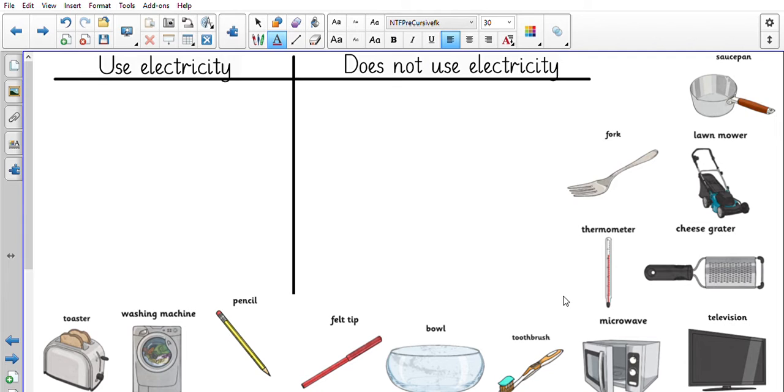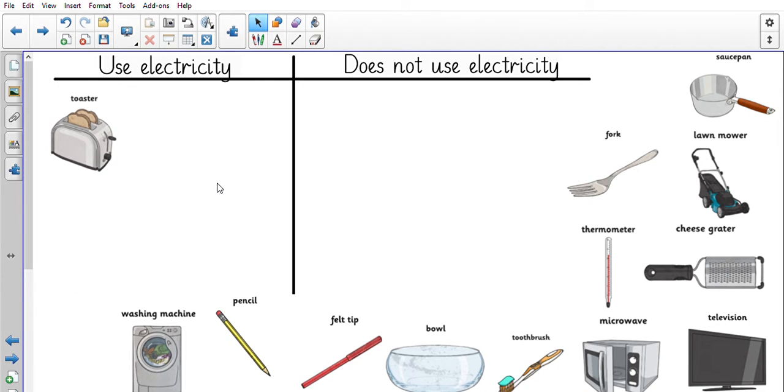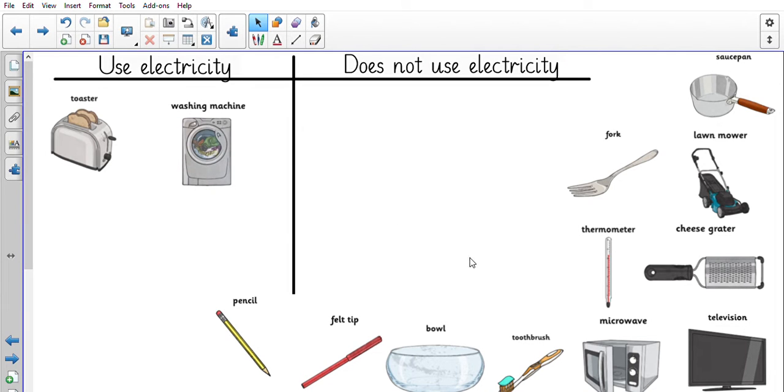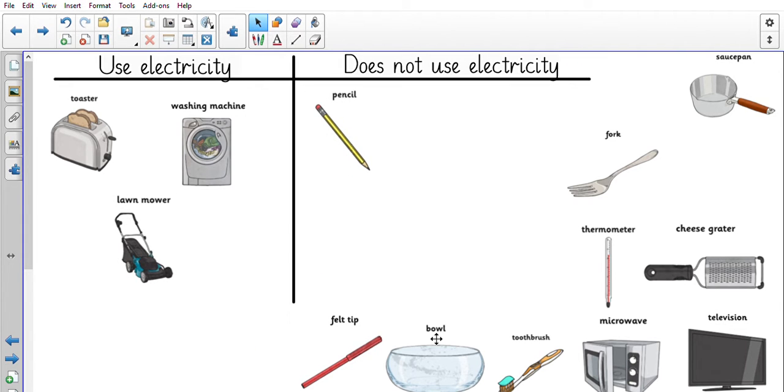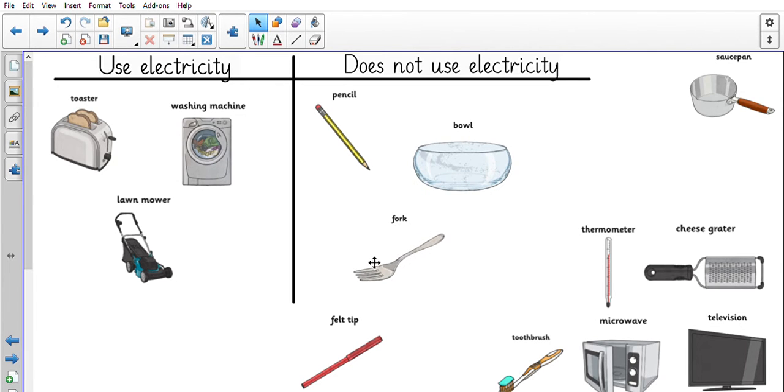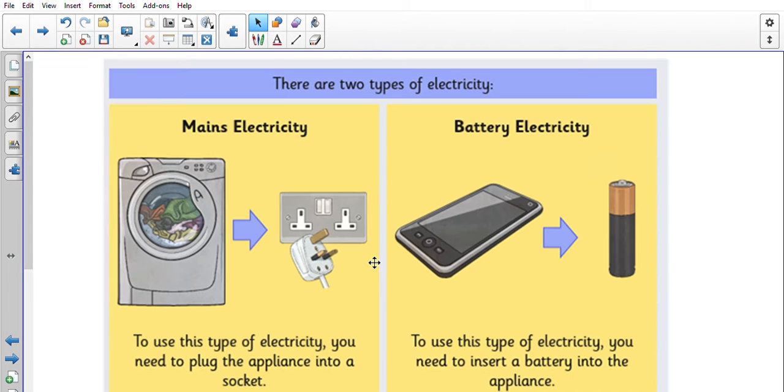Okay, so let's just do a few together. I know that a toaster uses electricity and you plug it in using the mains, as you do with a washing machine and a lawnmower. I know that a pencil does not use electricity, nor does a bowl or a fork. Okay, so you should have sorted those now.